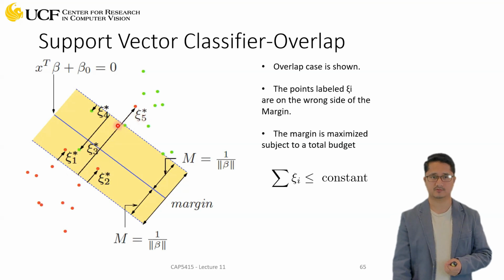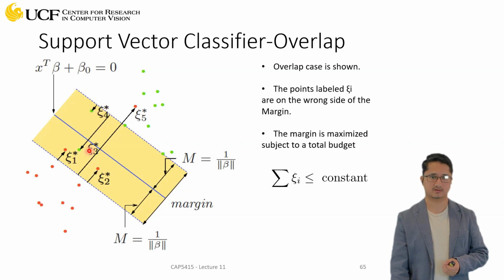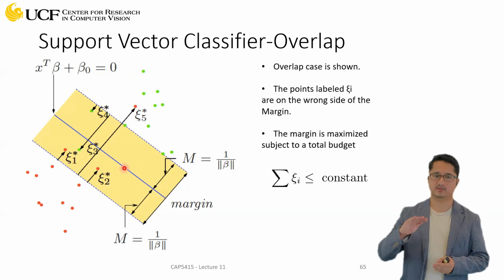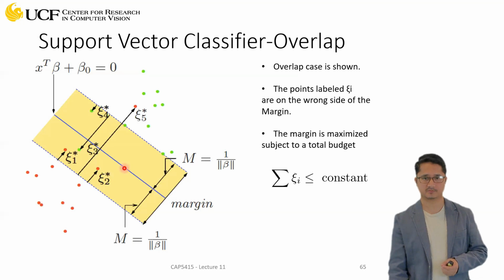And similarly, you have errors for some of the green samples here. So this is crossing the support vector, that's some error. And again, this one is crossing the decision boundary, so you have a bigger error. And what you do then is try to sum up all these errors. All right, so that's the kind of error you will have in your training samples.